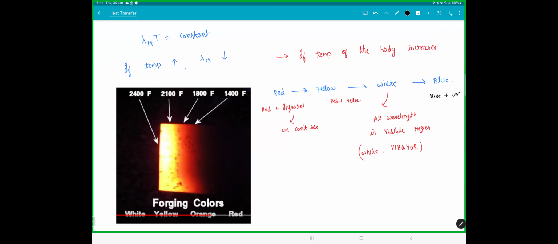So if you still keep heating, then what will happen? Even blue will vanish. Everything will be ultraviolet. You can't see anything. It looks dark. But technically, the room is actually very bright. It's emitting really high energy. You can't see. Is that color scheme making sense, everyone?